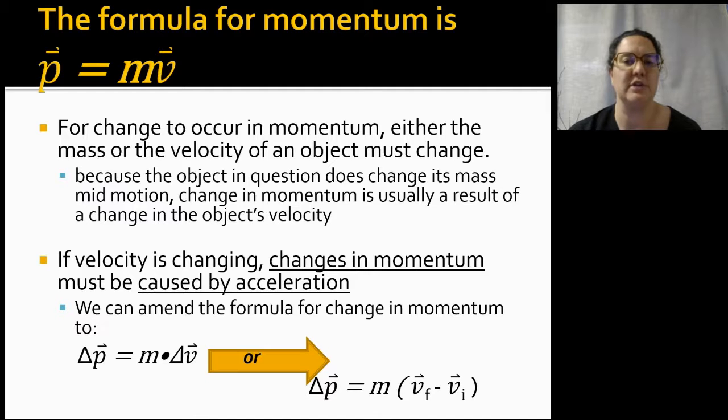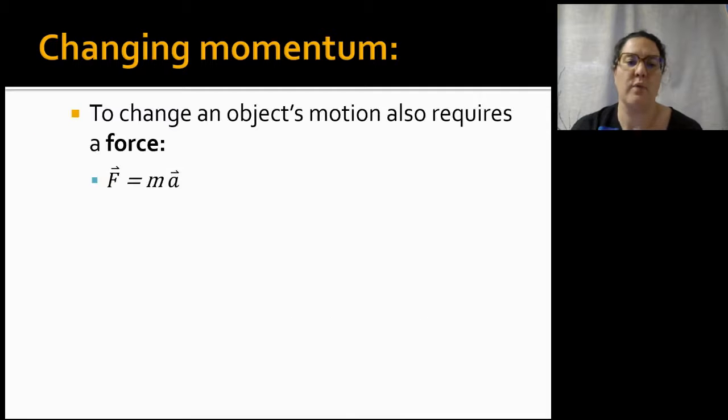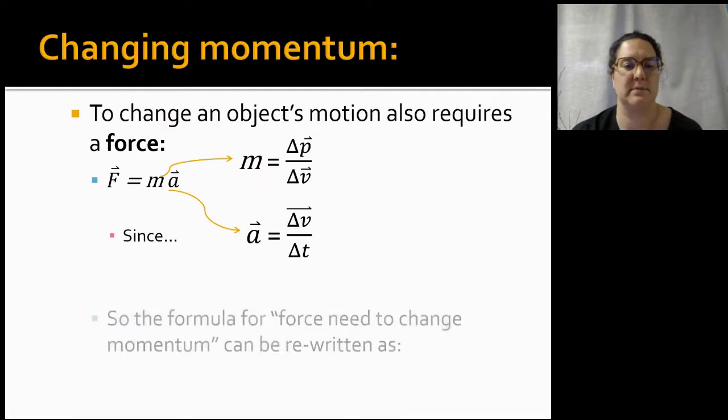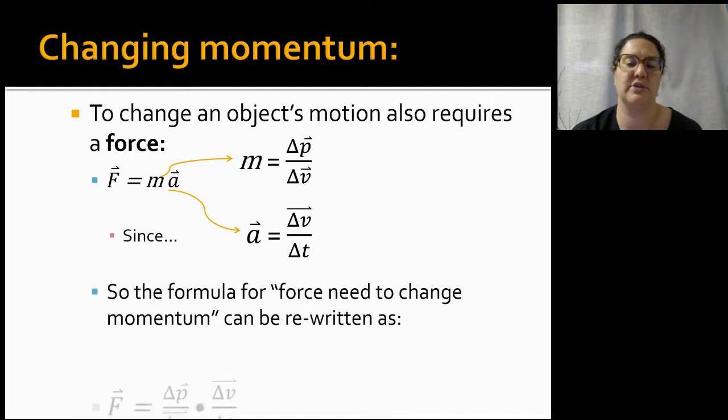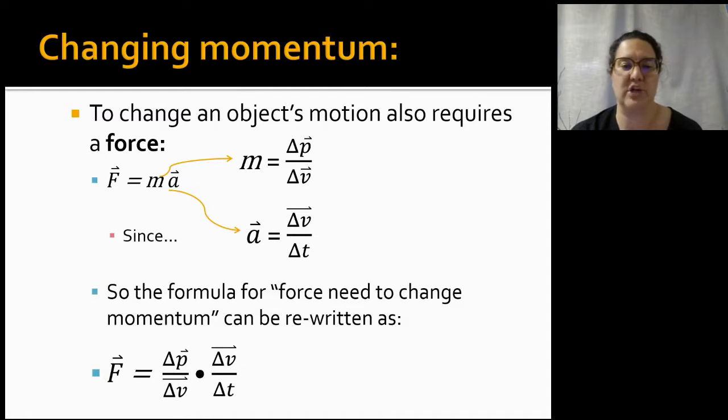So a change in an object's momentum also requires a force. So force equals mass times acceleration. We have the formula for mass as momentum divided by velocity. Acceleration is change in velocity divided by time. So the formula for the force we need to change momentum can be written as change in momentum divided by change in velocity times the change in velocity divided by time.